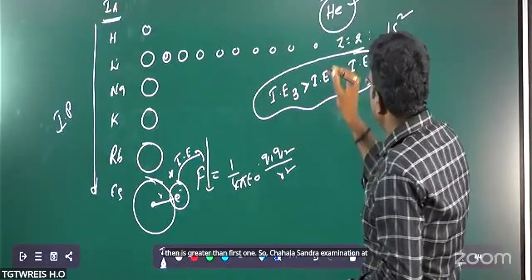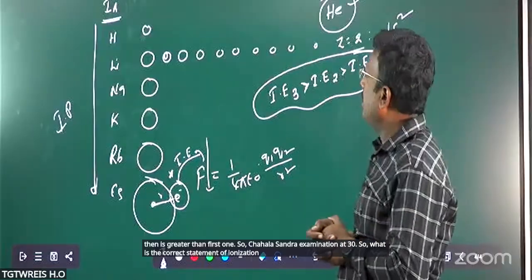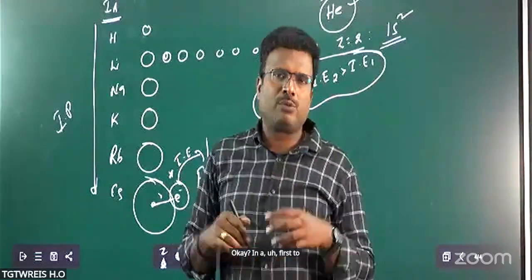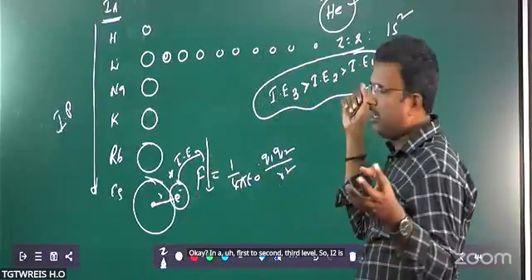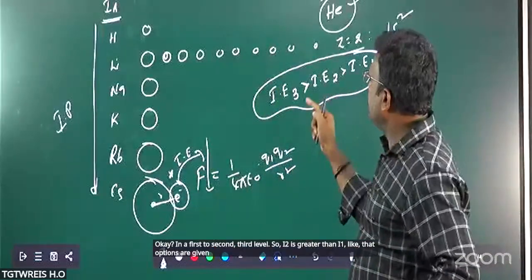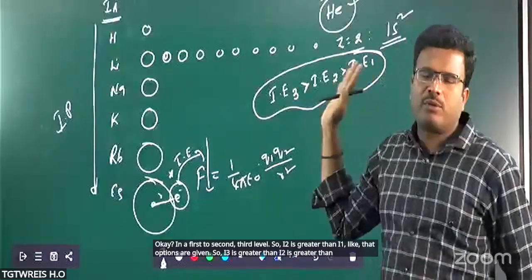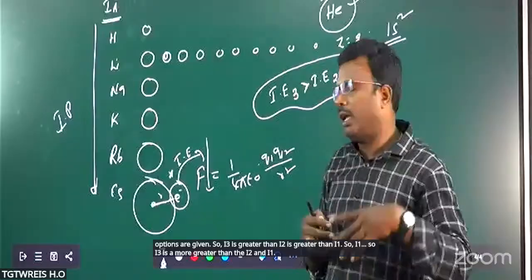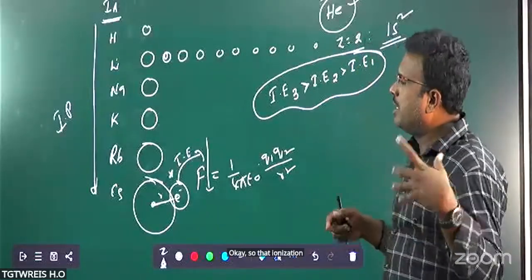So what is the correct statement of ionization potential? Okay, in the first, second, third levels. So I2 is greater than I1, like that options are given. So I3 is greater than I2 is greater than I1. So I3 is much greater than I2 and I1. Okay, so that ionization energy will change.